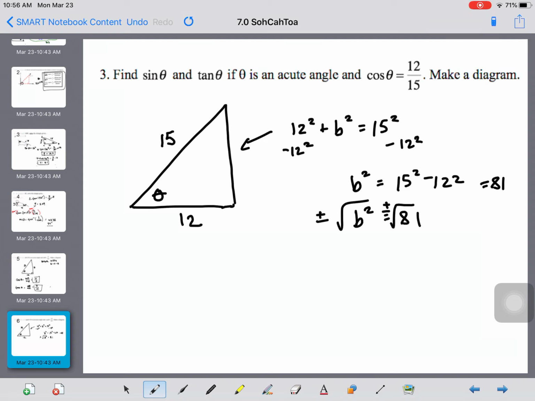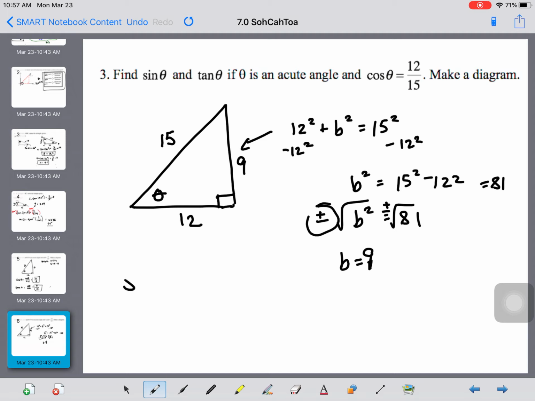I'm showing plus and minus. We just remember here that when I'm finding length, obviously that's a 3, 4, 5 scaled up, but I'm just showing the process here. So b is equal to 9. Right here, I'm just showing this process, and we know that whenever I take a square root, I have plus and minus. When we're dealing with length, it's just the positive side.